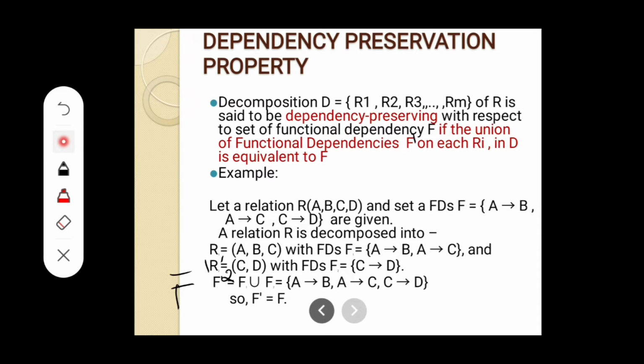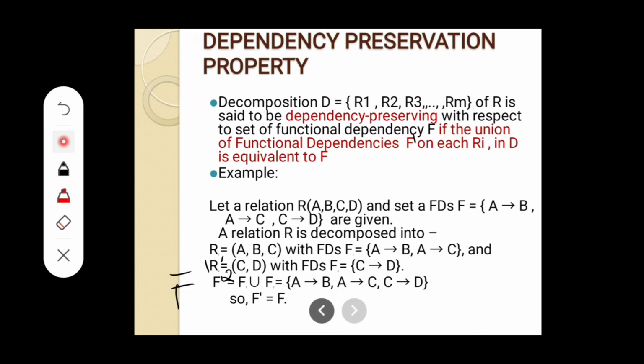In simple words, we can say that the functional dependency must not be lost when we decompose a relation into subrelations. That is the meaning.